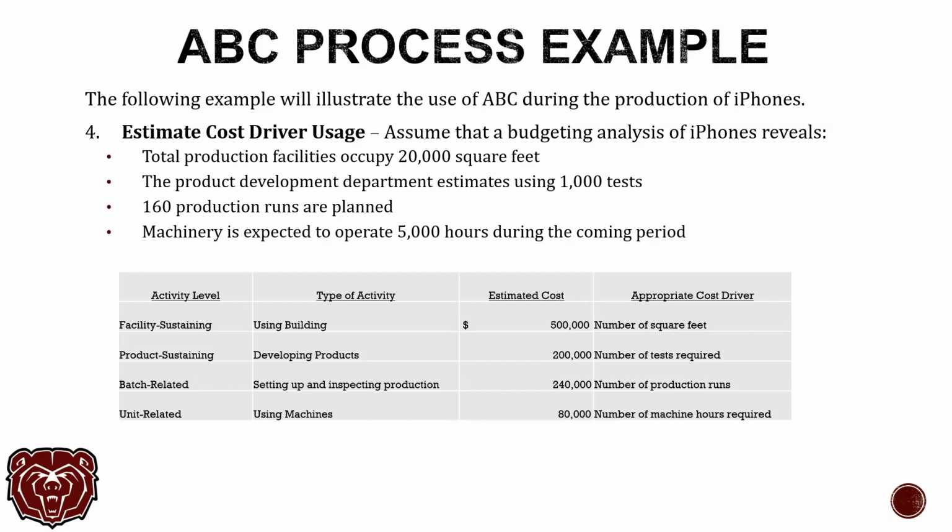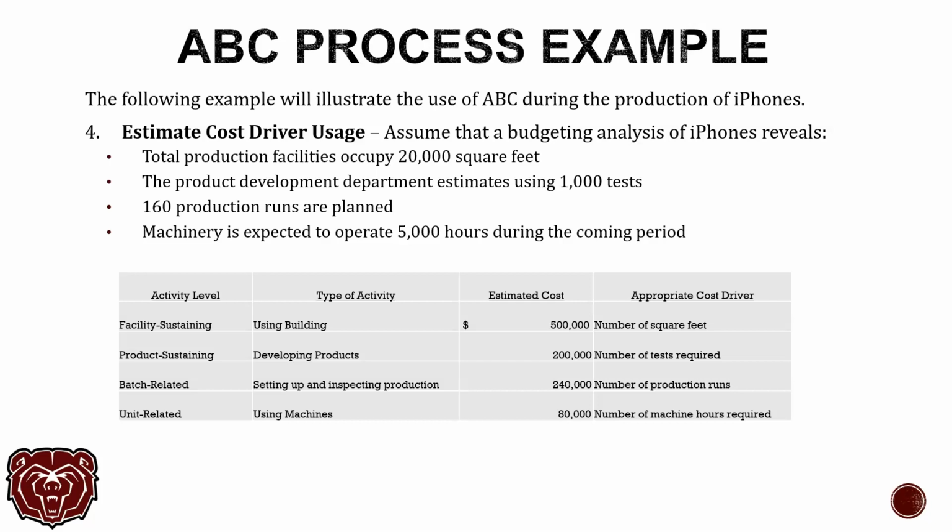The cost driver that we're going to find per unit is the number of tests required. Our batch-related activity level, the type of activity is setting up and inspecting the machines for production. That's going to cost us an estimated $240,000, and our cost driver there is going to be the number of production runs. Finally, we have our unit-related cost. The type of activity is using the machines. It's an estimated cost of $80,000. The cost driver that we'll use is the number of machine hours required.